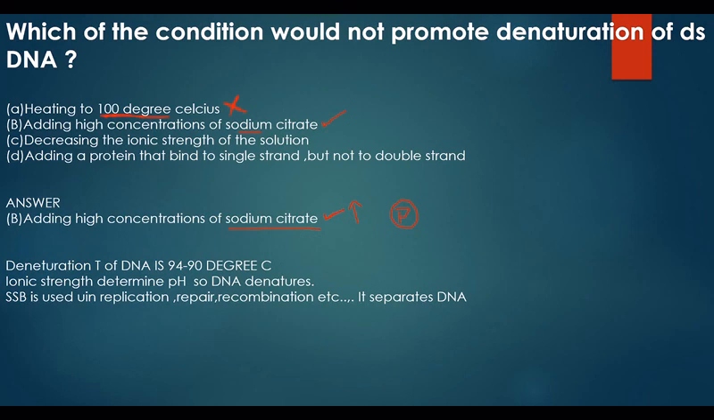However, we can look at the other options too. Decreasing the ionic strength of the solution: the ionic strength determines the pH, and DNA denatures when the pH is low, that is, acidic. So DNA denatures. Next is SSB. SSB, the single-strand binding protein, is responsible for replication, repair and recombination. It separates DNA strands, which makes the DNA unstable and leads to denaturation. So SSB is also responsible for denaturation. So the answer is that a high concentration of sodium citrate will not affect the dsDNA.